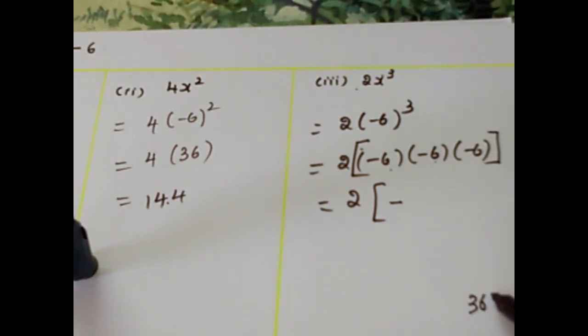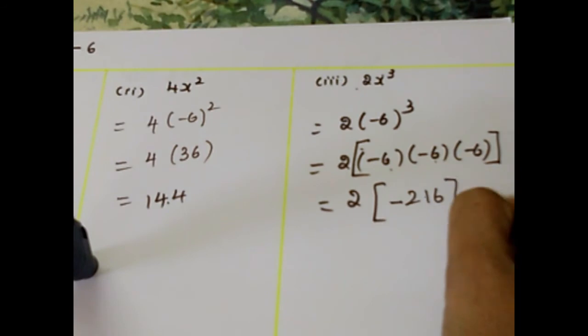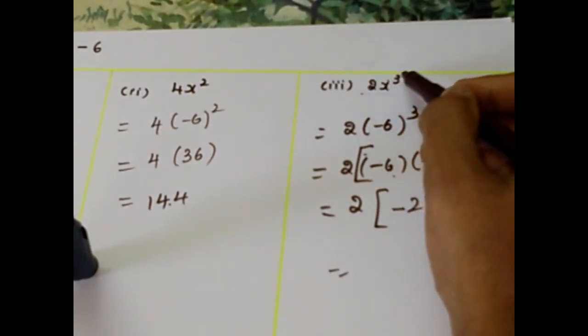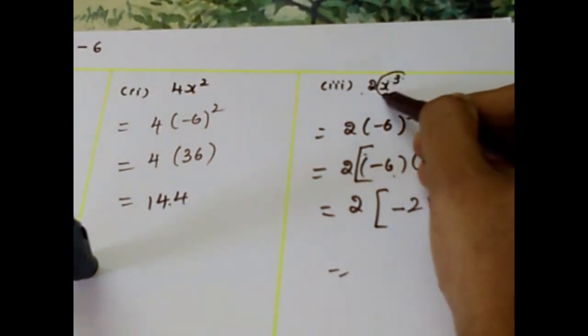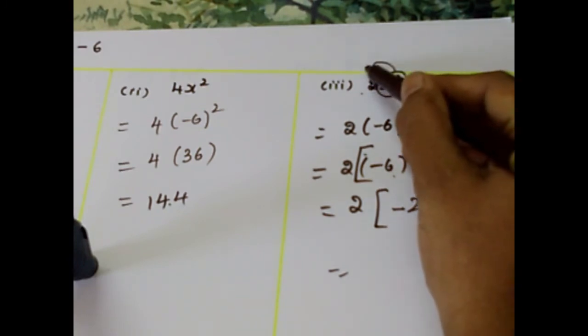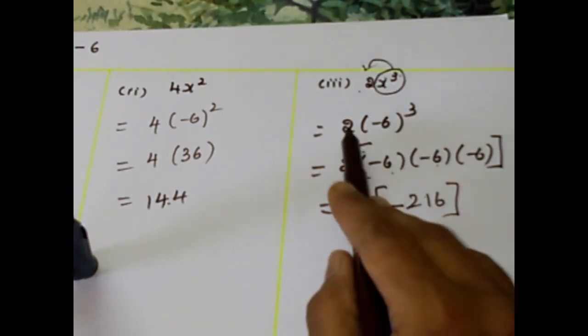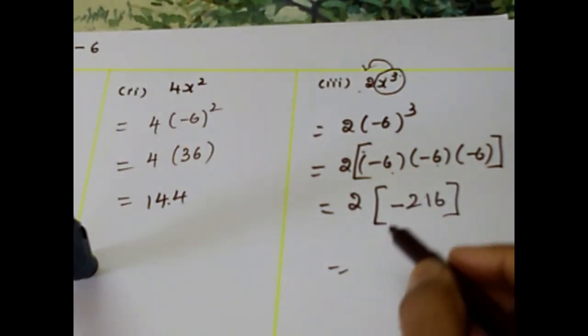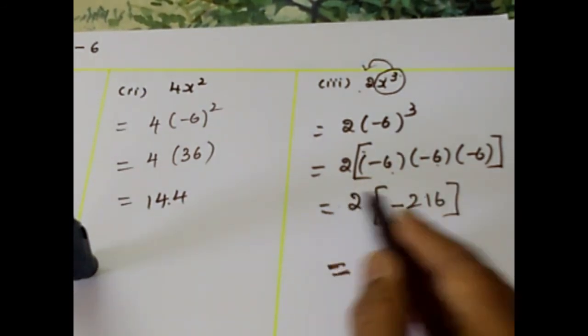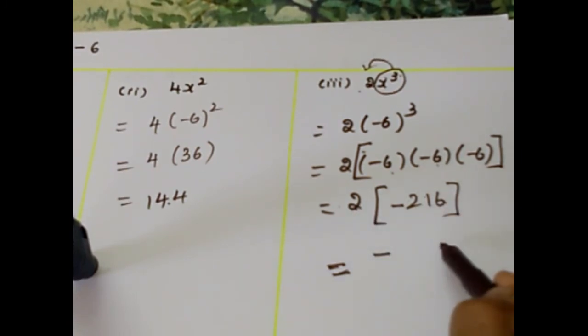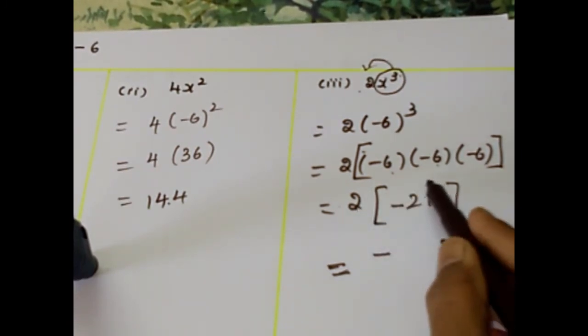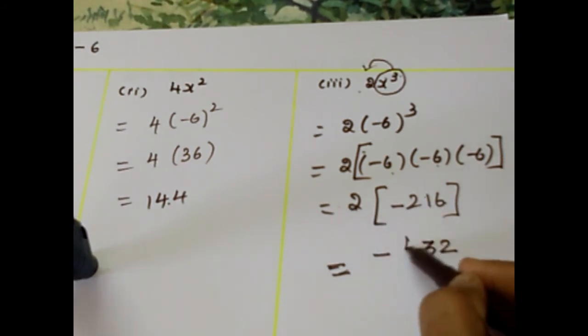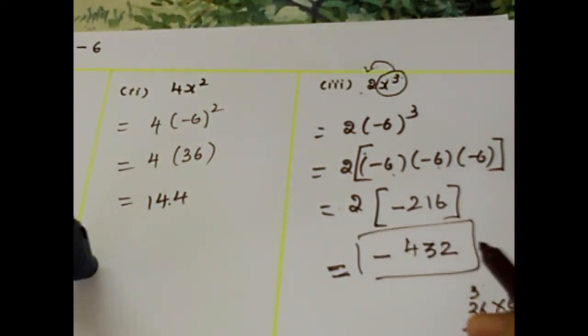6 sixes are 36. What is 36 sixes? 6 sixes are 36, 3 sixes are 18 plus 3, 21. 216. So 2x cubed means calculate the value of x cubed, then multiply it by 2. Okay, here itself if you do 2 sixes are 12, completely 0. Now plus into minus is minus, 2 sixes are 12, 1 carry, 2 ones are 2 plus 1, 3, 2 twos are 4. Solution is minus 432.